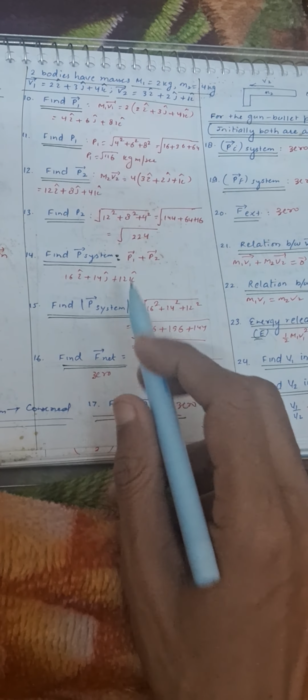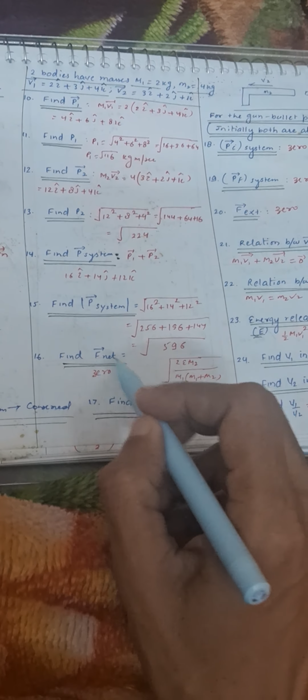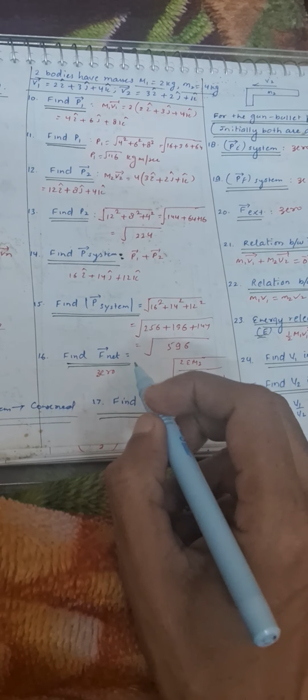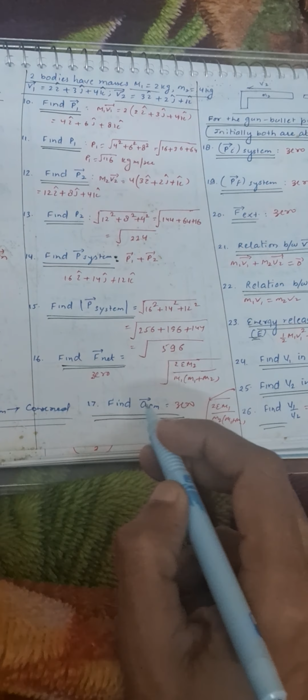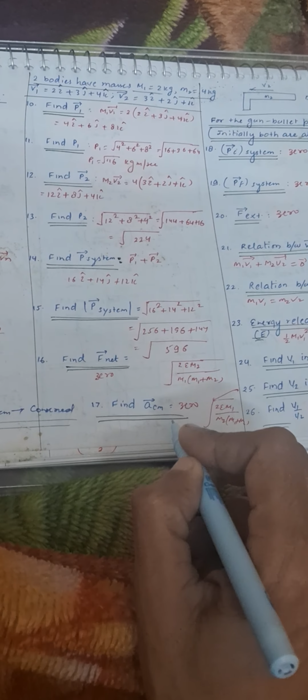Next is find net force. Since velocity of center of mass is constant, the acceleration of center of mass will be 0. So net force will be 0. Next is find acceleration of center of mass. It will also be 0.